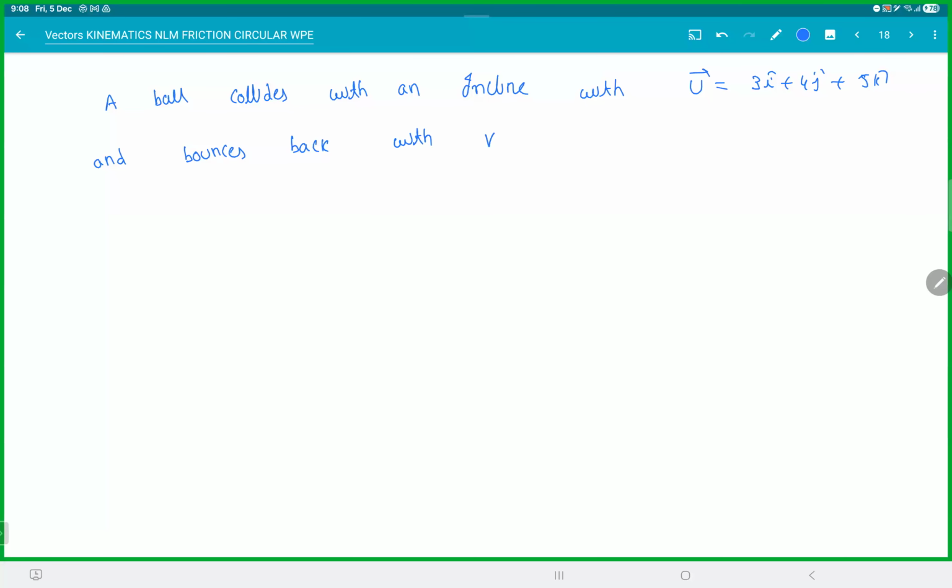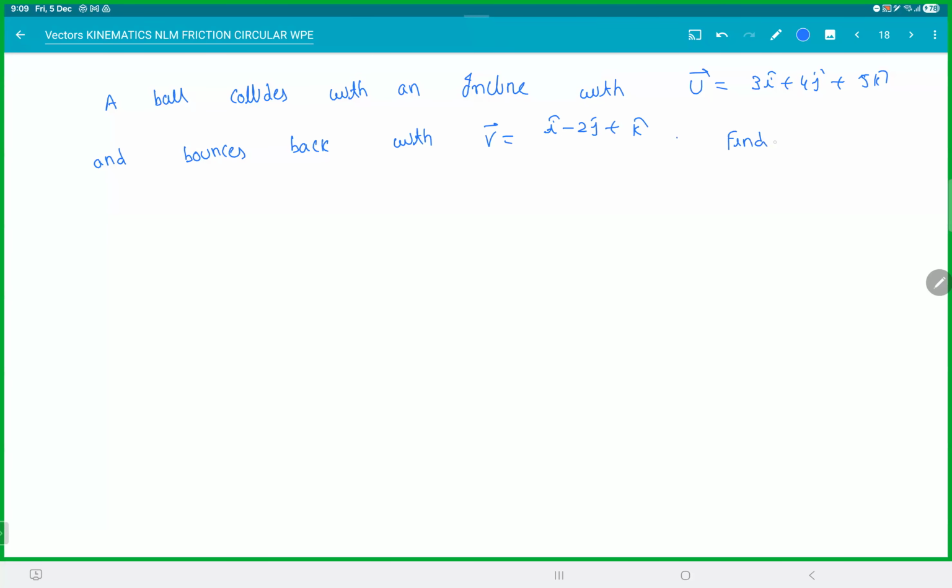Now, there's another variety of question. Let's say a ball collides with an incline with u bar, which is say 3i plus 4j plus 5k, something of this sort, and bounces back with v bar, which is like i minus 2j plus k cap. Find the coefficient of restitution.